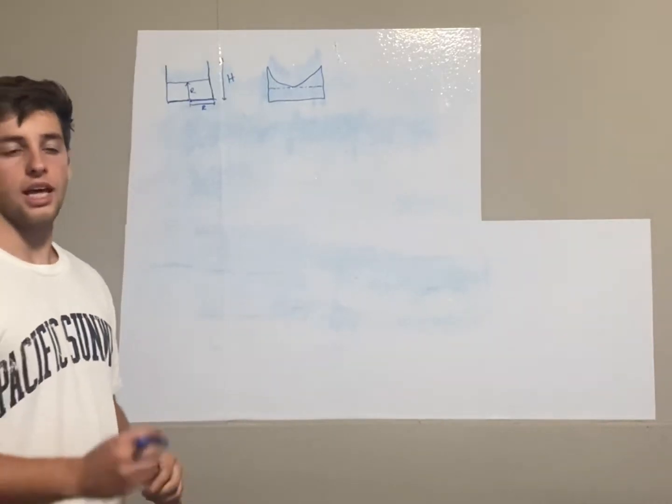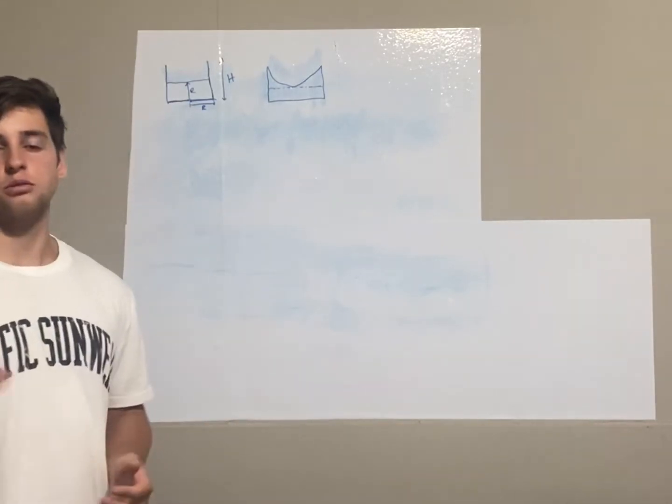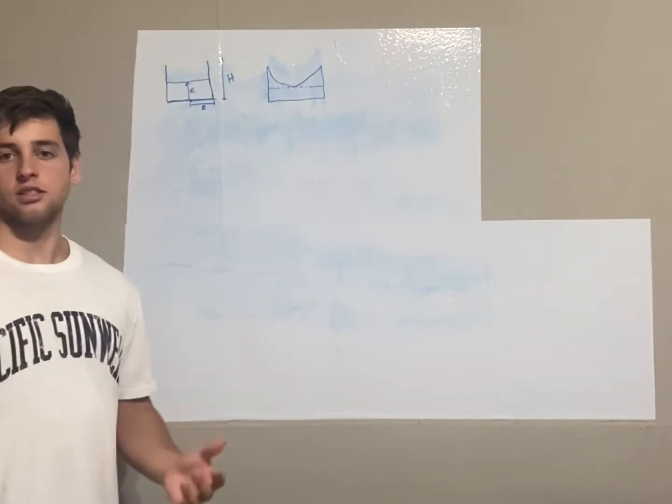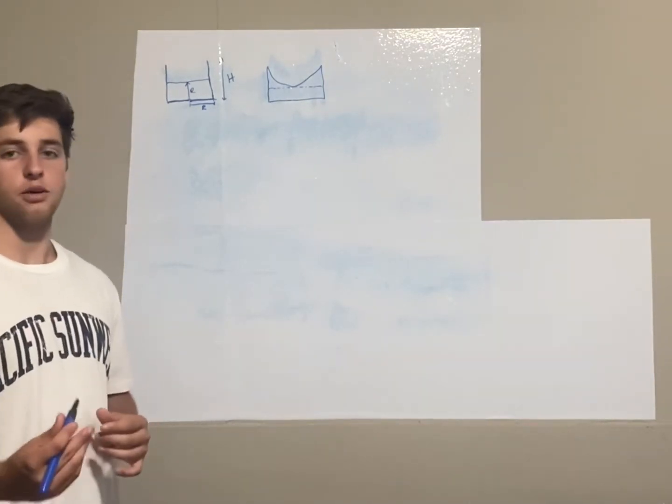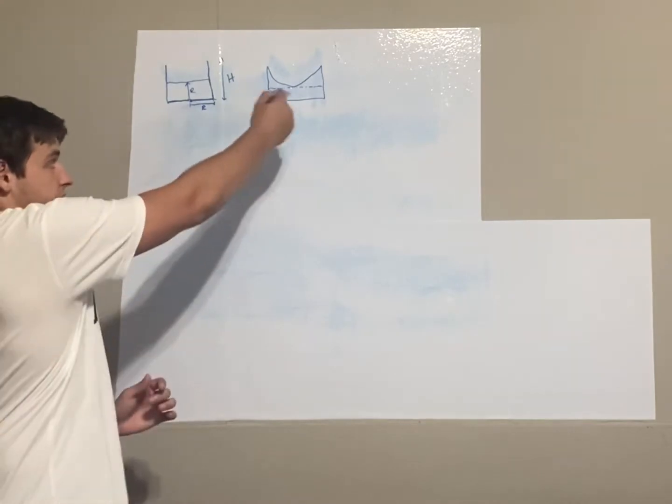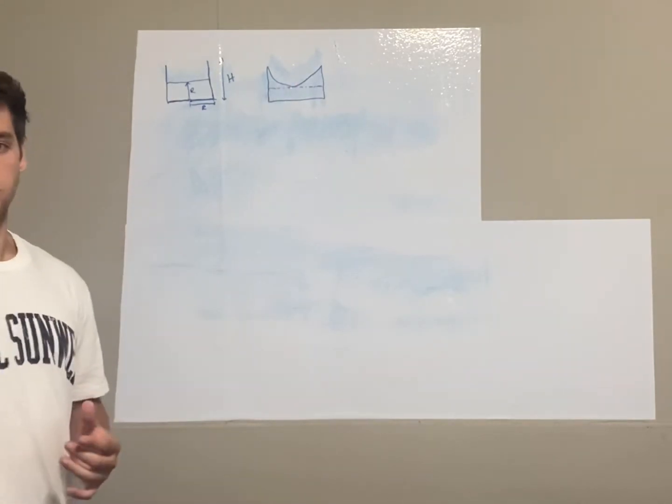Hi everyone, today I'm going to be describing how to derive a formula that will let us know the max angular velocity that we can reach before a liquid in a cylindrical cup will spill over the edge.